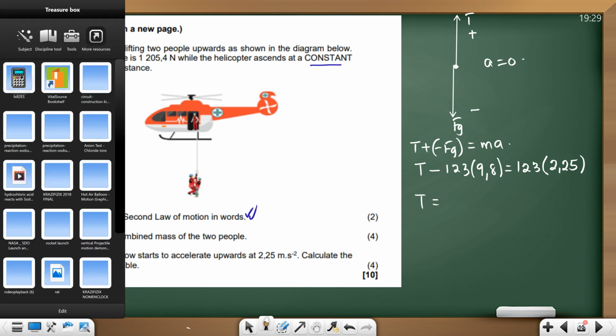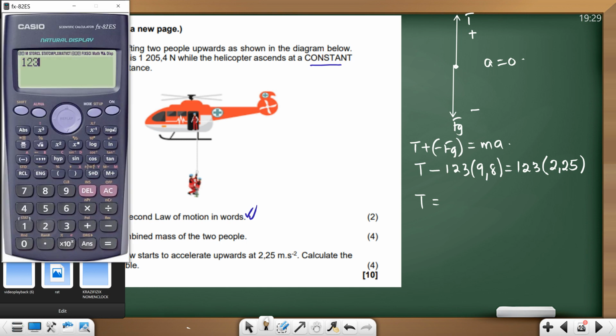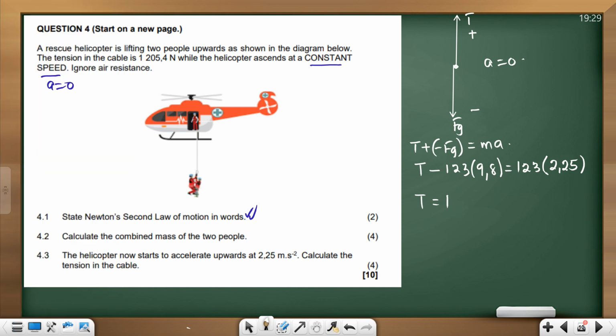Check with my calculator to make sure. 1, 2, 3 times 2, plus 1, 2, 3. 1482,15 newtons. Okay. Guys, please talk to me. Guys, this is how simple it can look. And this is how simple it should be done.